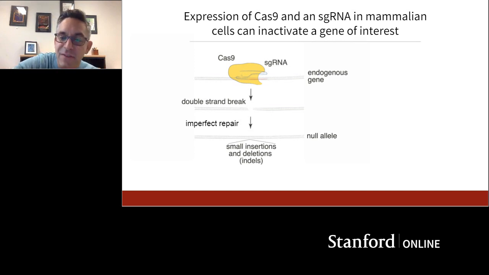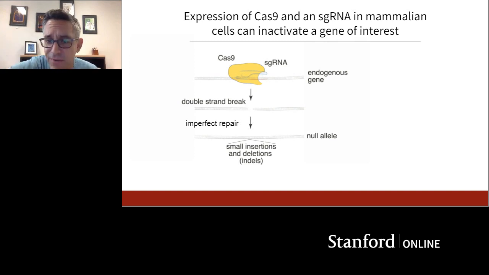So we now have the ability to express these two components, Cas9 and a guide RNA, create a double-strand break anywhere in the genome that can be repaired, and in some cases, it will inactivate that gene. So you can see now that we have the ability to create these alterations in the genome, much like those that naturally occur in human cancer.